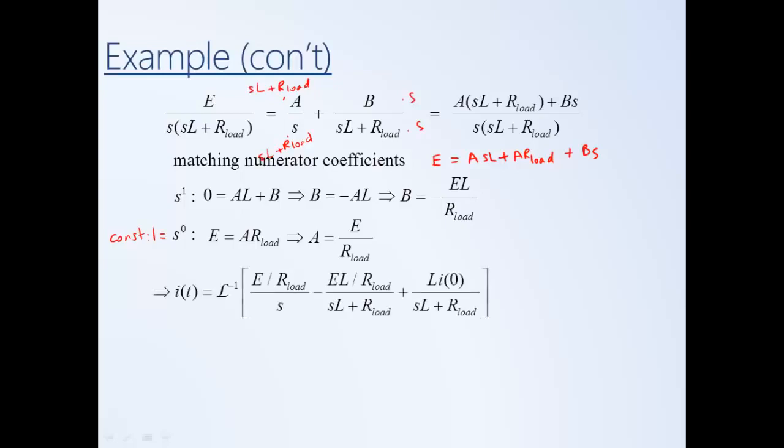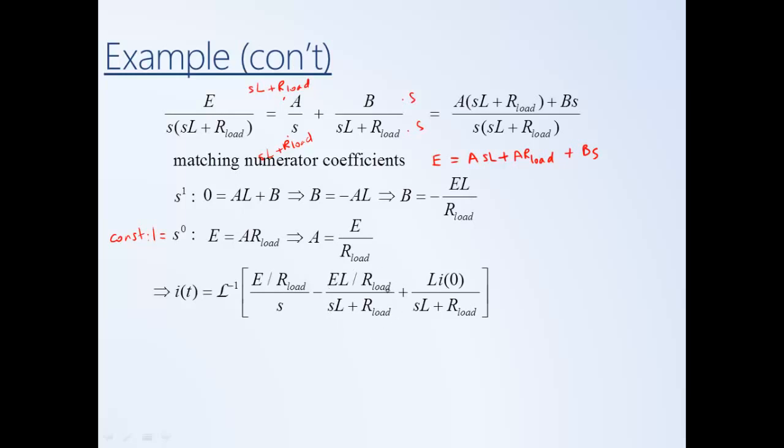Once we plug those back into our expression for I of S, we can do the inverse Laplace transform to get I of t. So this is I of t. This is our expression for I of S from the previous slide, where this is A over S, and this is B over SL plus R load, and then this was the final term from the previous slide. Taking the inverse Laplace transform of the first term is relatively simple. This is just a constant over S, so it's like a step.